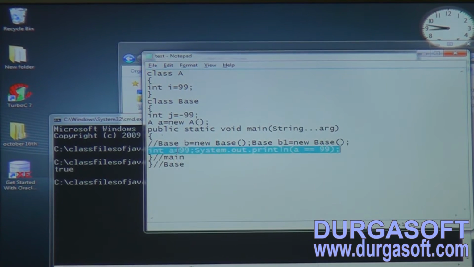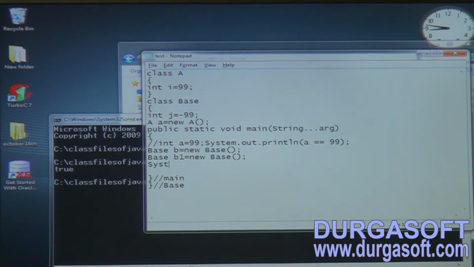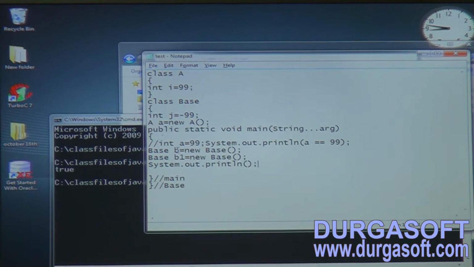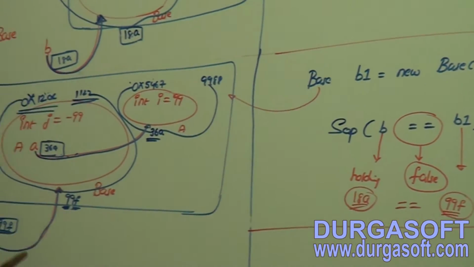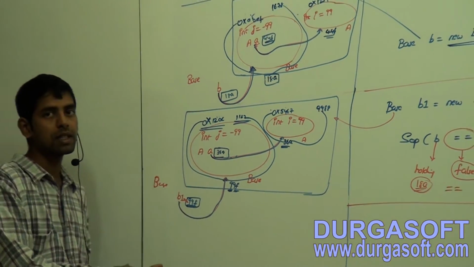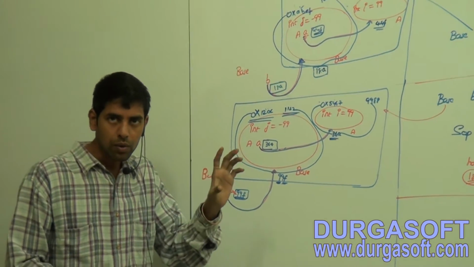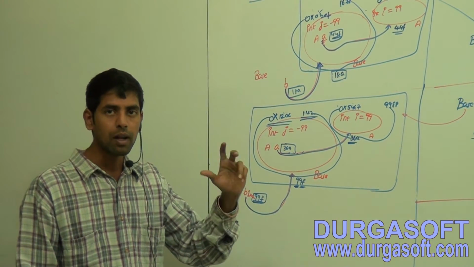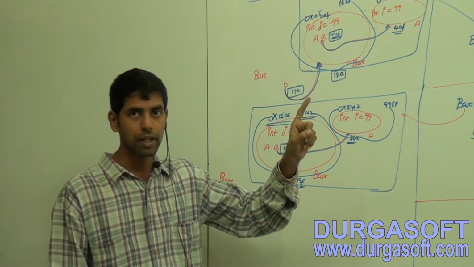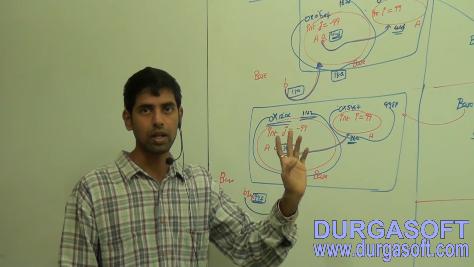Now observe this part. Take this one: Base b and Base b1. Now System.out.println b double equals b1. What does it return to us? False. Why? Observe this part. This representation is very important. A little knowledge is required to write this representation. If you know this, you can solve any Java related programs with respect to hashCode, equals method and toString. This is very important.